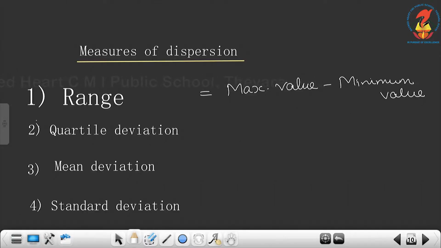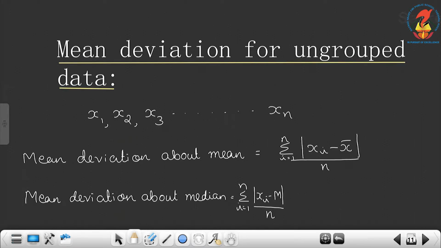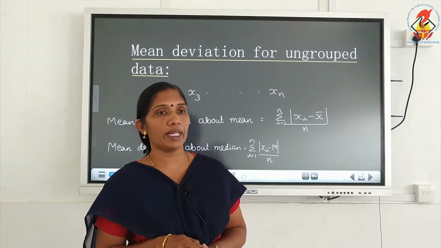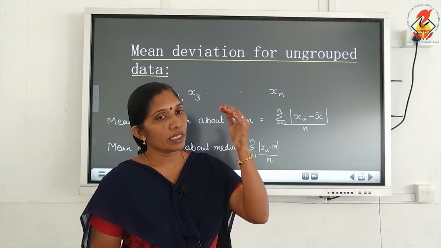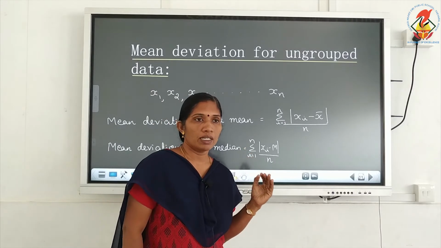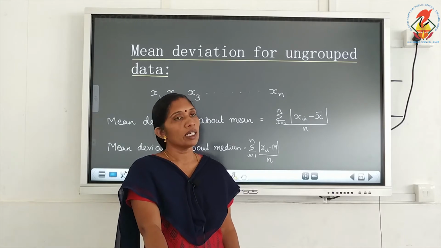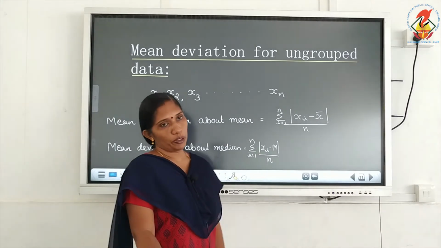Now quartile deviation you don't need to learn, that is not in your textbook. We have to learn mean deviation and standard deviation, and there is no problem based on range. So mean deviation and standard deviation we have to learn. First one is mean deviation. Mean deviation for ungrouped data and grouped data you have to learn. For grouped data, discrete frequency distribution and continuous frequency distribution. And the first one is for ungrouped data.